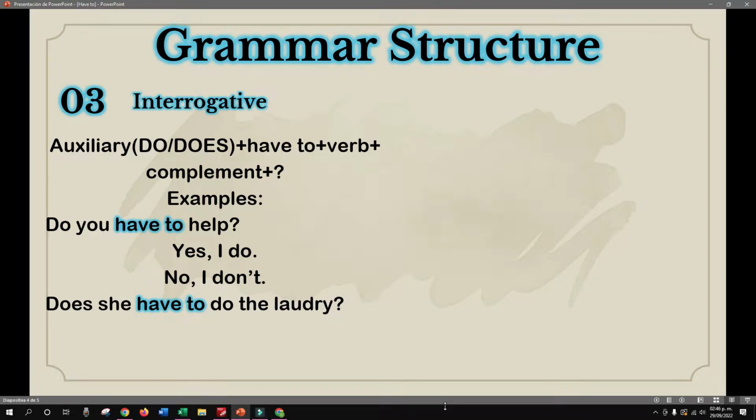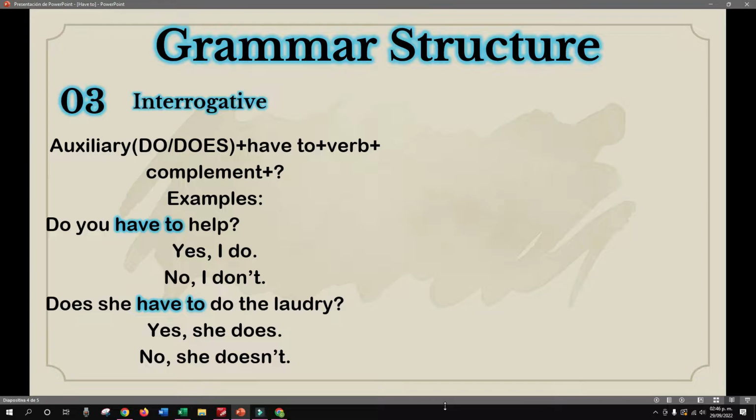So, does she have to do the laundry? Look at this one. Does, that is the auxiliary. Then you're going to have the subject she, right? Have to in the base form, right? The verb or the main verb do, and the complement. Does she have to do the laundry? Yes, she does. Or no, she doesn't.